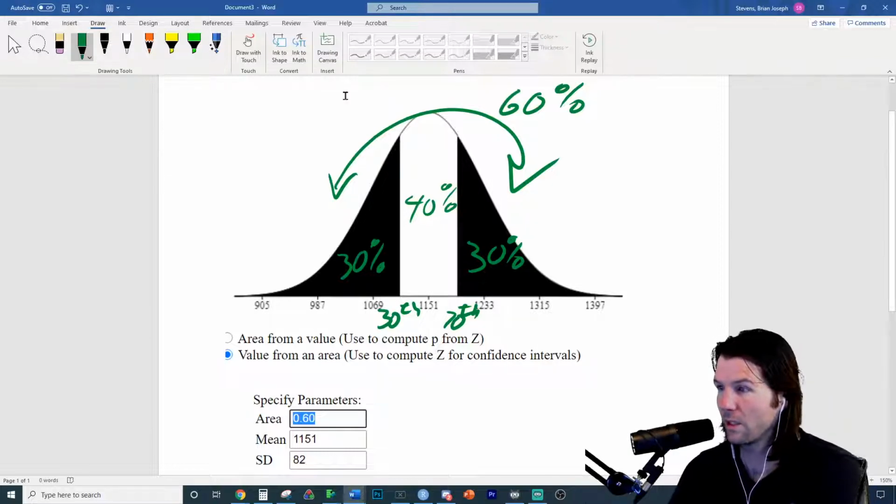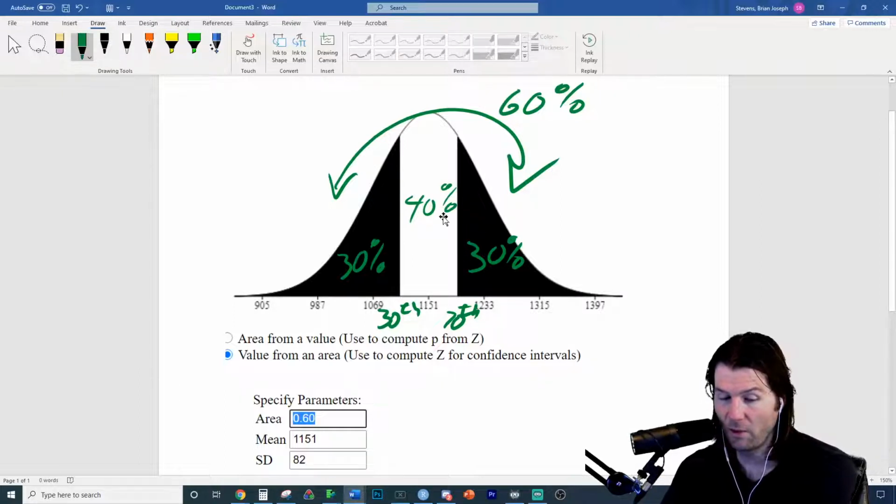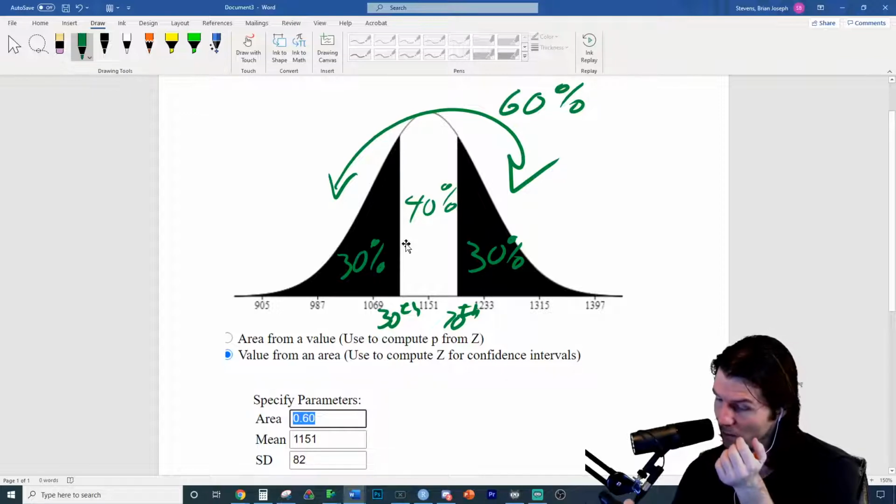It's very important to use the information you have to understand what you can glean from this graphic. We can get the 30th percentile, the 70th percentile, the lower 30%, the upper 30%, the middle 40%. All of this information can be obtained right here.